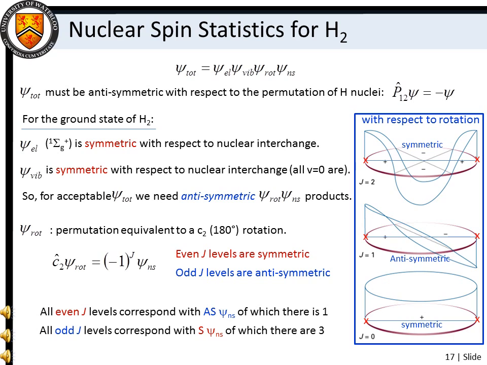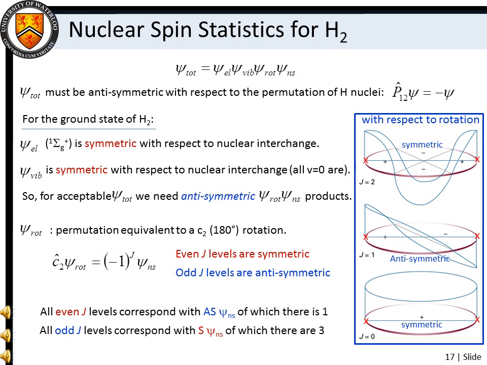Since we are concerned with the exchange of fermions, the total wave function must be antisymmetric with respect to permutation of the hydrogen nuclei. However, the H2 ground state electronic and vibrational wave functions are totally symmetric. Therefore, the product of the rotational and nuclear spin wave functions must be antisymmetric. A closer examination of the rotational wave functions shows that even J levels are symmetric upon 180-degree rotation, whereas odd J levels are antisymmetric.